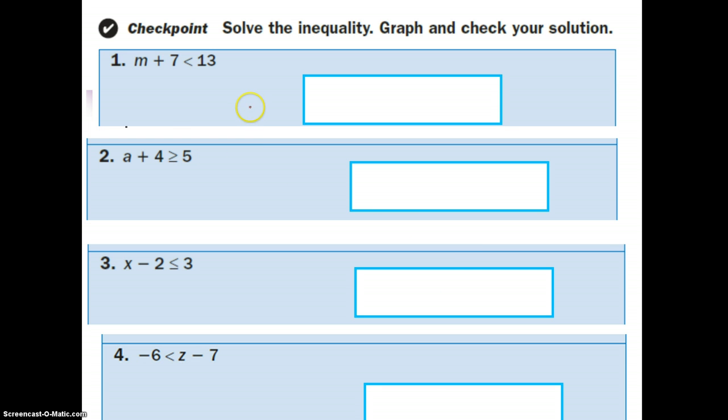Go ahead and solve these inequalities, graph, and then check your solution. Pause the video at this time. Remember, you do need to graph.